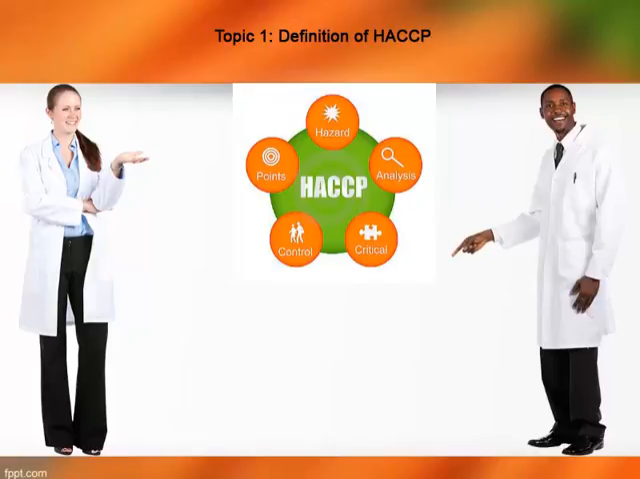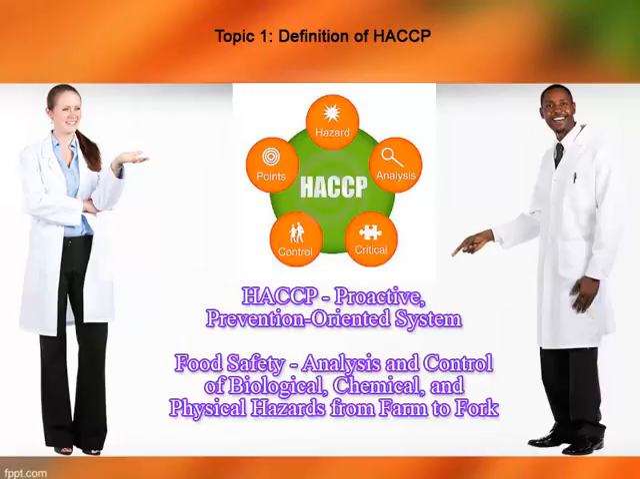How do you define HACCP? HACCP is defined as a proactive, prevention-oriented system that addresses food safety through the analysis and control of biological, chemical, and physical hazards at all stages from production to consumption.